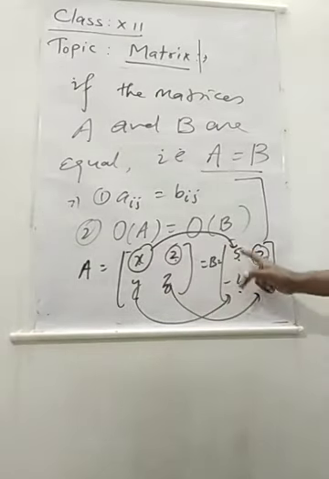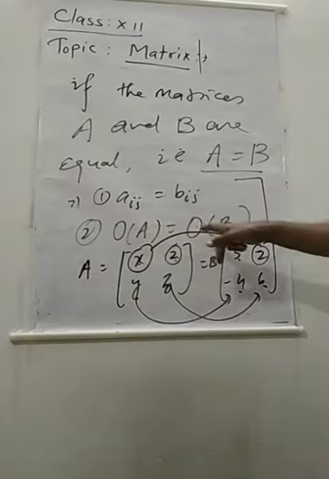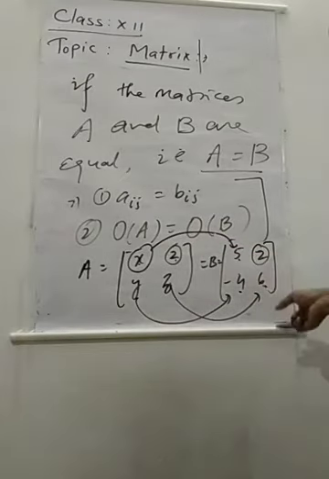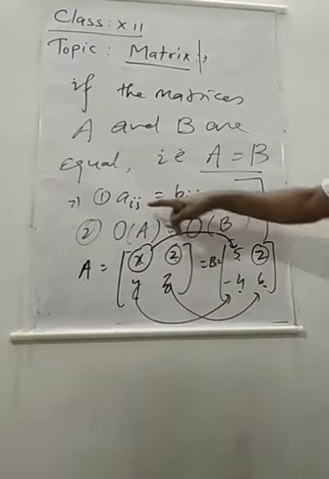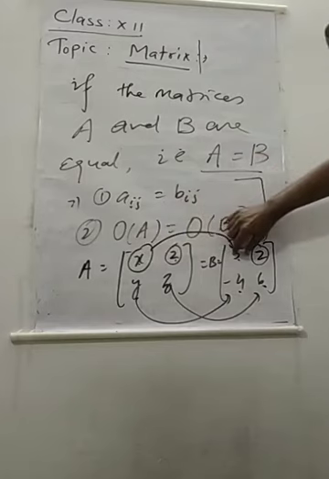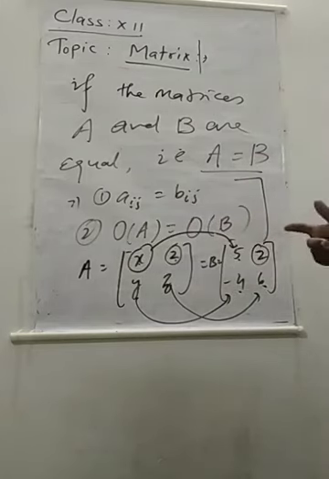Two matrices are equal means all the corresponding elements are equal. That is why it is very necessary that their order must be the same. Only then can we compare the corresponding elements. Otherwise, how is it possible to compare the elements? So A11 equals B11, A21 equals B21, whatever. Correspondingly, the elements should be equal.